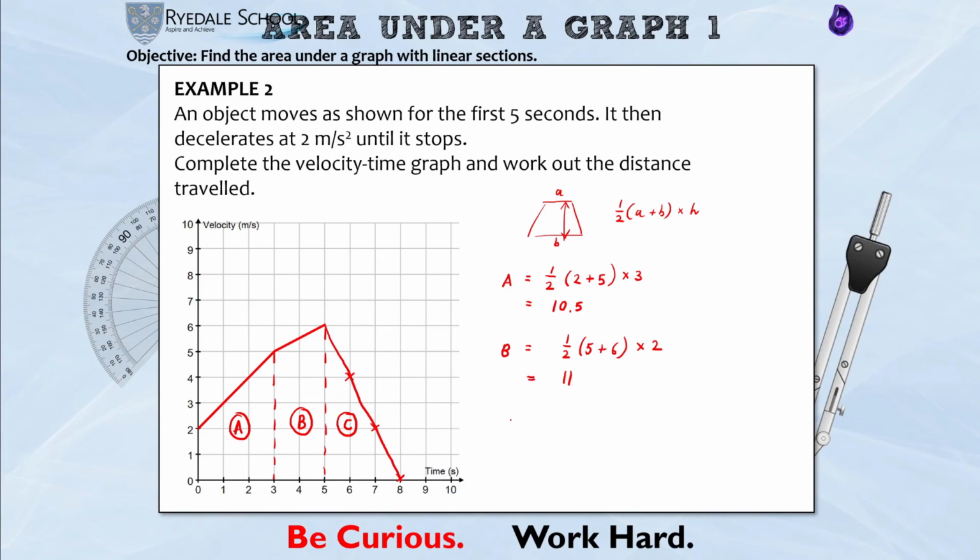And then in C, I have a triangle. Its base is 3, its height is 6. So I need to do 3 times 6 divided by 2. Well, 3 times 6 is 18, divided by 2 is 9. So the total distance or displacement is all of that added together, while 9 add 11 is 20. So this is going to be 30.5 meters.